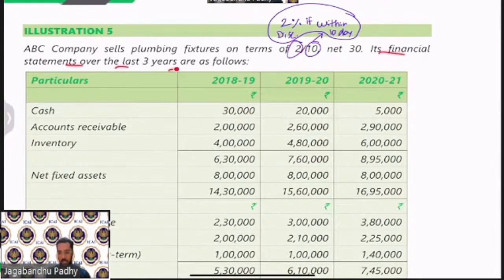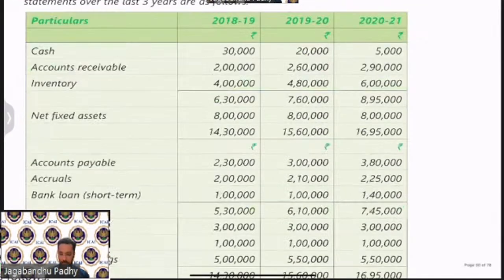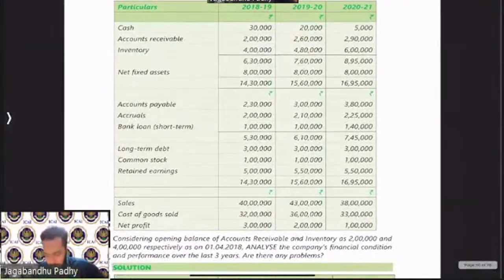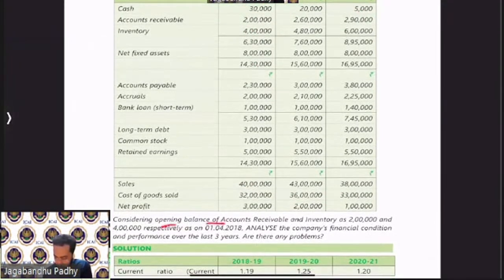Its financial statements over the last 3 years are as follows. If you look at the numbers from 18-19 till 20-21, cash, accounts receivable, inventory, all these numbers are given. They say considering the opening balance of accounts receivable and inventory as 2 lakh and 4 lakh, analyze the company's financial condition and performance over the last 3 years. So we are already aware how to calculate the numbers. And in fact, in your practical life also, there will be softwares which will be giving you ready-made answers. Then what is our role, sir? What are we supposed to do?